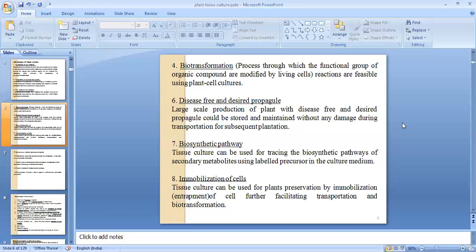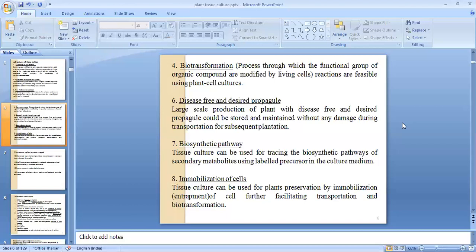Okay, the next one is the biosynthetic pathway. That's what I told you. The secondary metabolite is produced in the plant cell from the starting material, and to the last product you have many kinds of synthesis or different steps involved in that. And that study can be done by this plant tissue culture. That is nothing but the tracing of the biosynthetic pathway. Tracing means what? Finding out the various steps involved in the biosynthesis of the active constituent right from the precursor. What do you mean by precursor? That is the starting material.